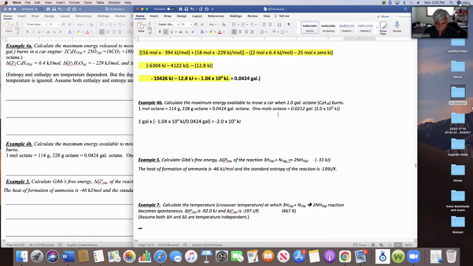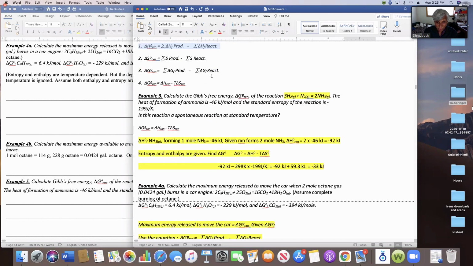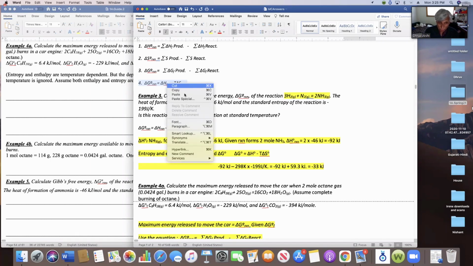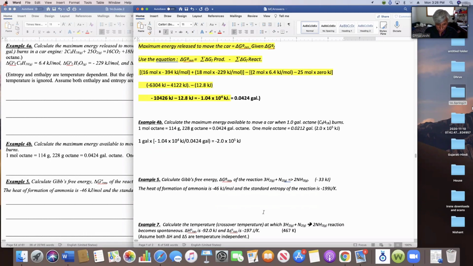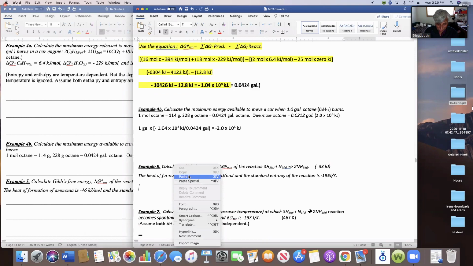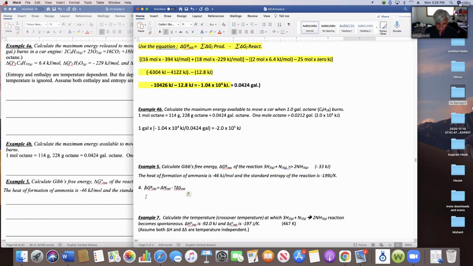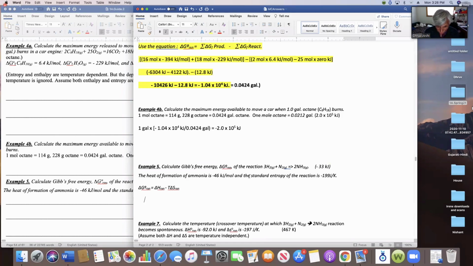We have heat of formation, that means heat of reaction, and standard entropy. We have equation number 4, which has heat of formation, heat of reaction, and standard entropy, both of them in there. So equation number 4 is what we're going to use. Copy that, put it down over here, and plug in the values. Pretty simple once we decide what the equation is.